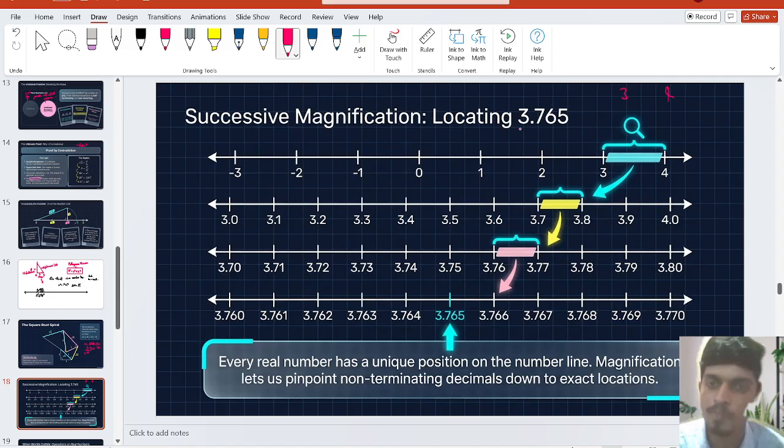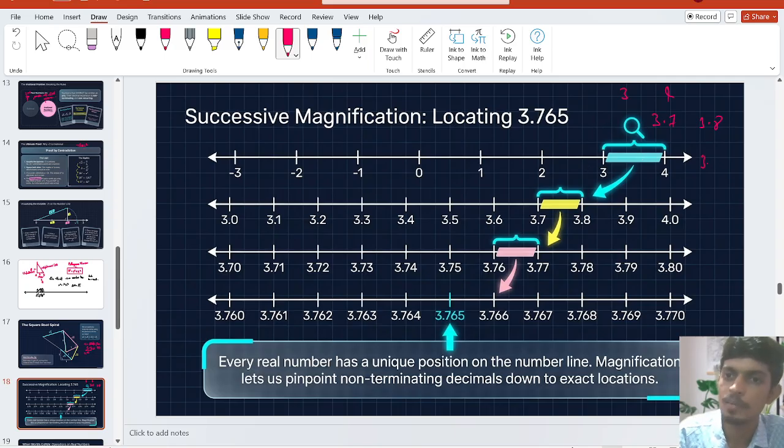The first step is finding the integers between which it lies, like 3 and 4, and the second is 3.7. These lie between 3.7 and 3.8, so we use 3.7 and 3.8. In the second method we use 3.76.